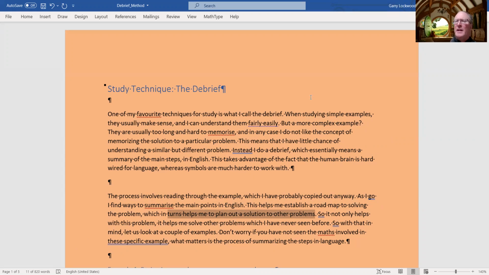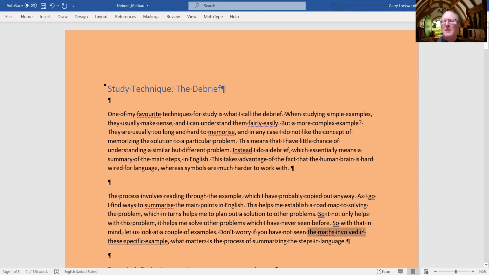If I just start writing down equations and relationships and so on, that might help me get to the solution. But if I can actually plan ahead, I've got a much better chance of getting a solution fairly quickly without going off in too many directions that don't make sense. So with that in mind, let's look at a couple of examples.